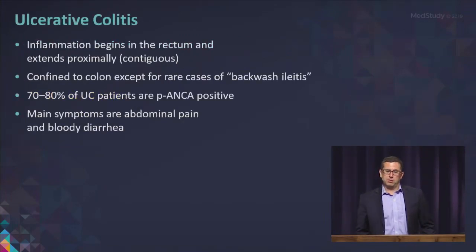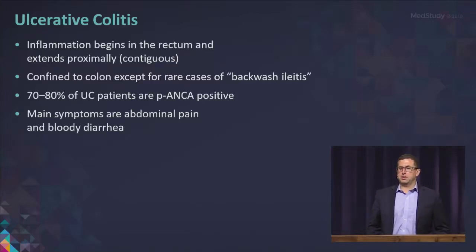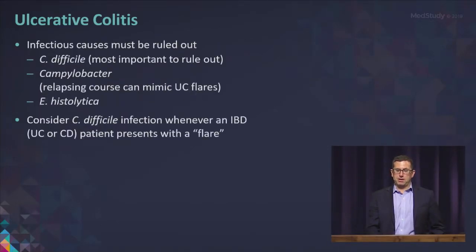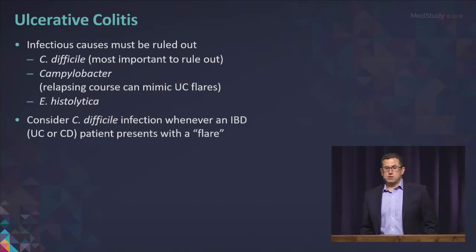Shifting gears now, talking about ulcerative colitis. So here we've already discussed this. Inflammation begins in the rectum and extends proximally in a contiguous fashion. Remember, Crohn's disease, there's skip areas. It's confined to the colon except for rare cases of backwash ileitis. Again, we discussed this. 70 to 80% of UC patients are P-ANCA positive, and the main symptoms are abdominal pain and bloody diarrhea. Just like Crohn's disease, it's always important to rule out infectious causes.